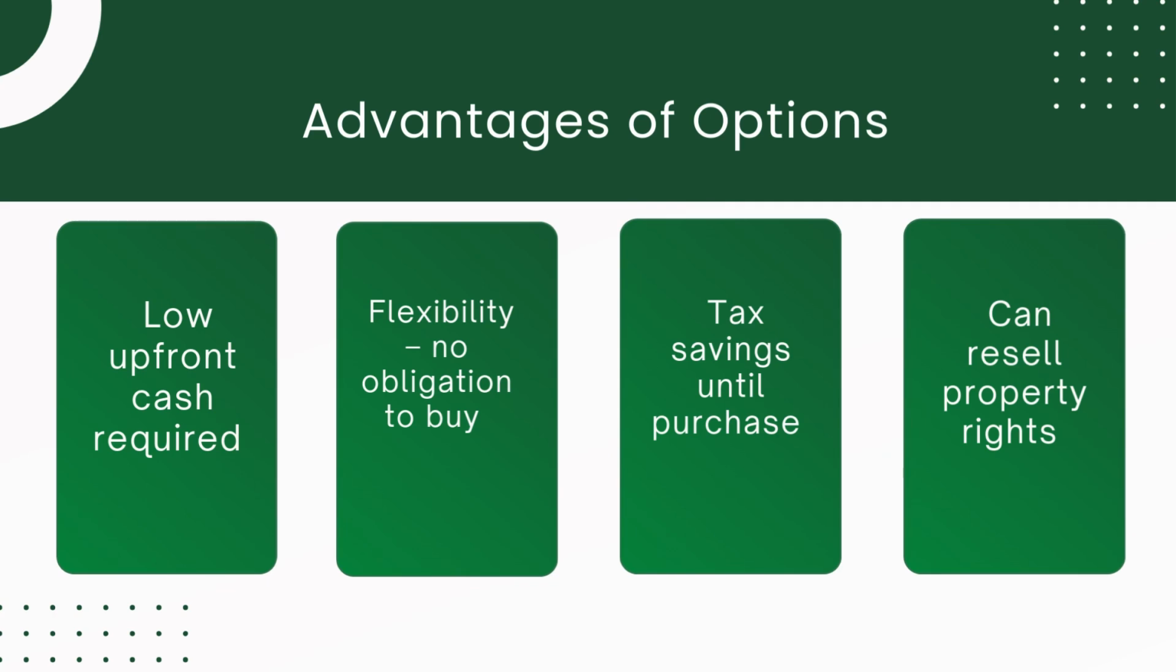Next is the tax savings until purchase, or tax and carrying cost benefit. When you buy a property directly, you must pay property taxes, insurance, and maintenance. With an option, you don't own the property yet, so you avoid these costs until you actually decide to buy.